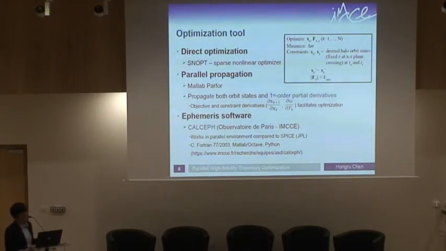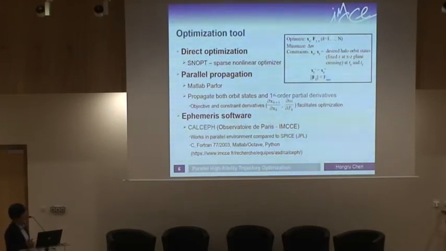I implement direct optimization using the SNOPT optimizer, which you can download online. We optimize the initial state of each segment and also the thrust vector to minimize propellant cost, and the solutions are subject to the initial and final conditions, which are fixed to the halo orbit, and also the thrust magnitude shouldn't exceed the maximum thrust available. We implement the parallel propagation using MATLAB parfor. The propagator propagates both the orbit states and the derivatives, and we derive the objective and constraint gradients. This information can guide the optimization, and in this way we improve robustness, speed, and accuracy.